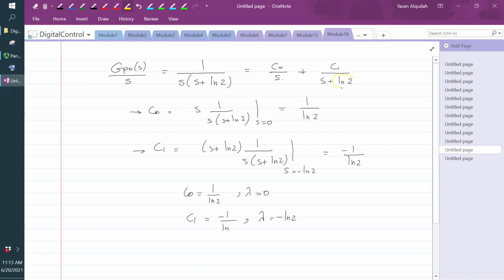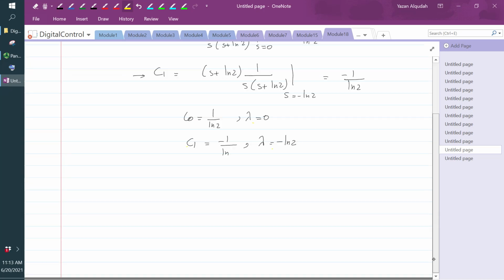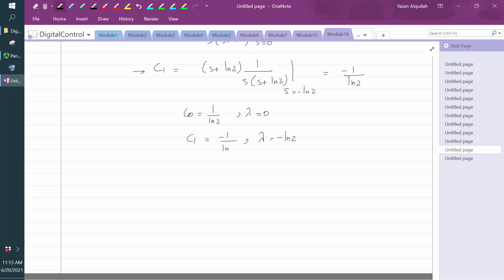Again, this is where we got the lambda. This is the second lambda. Lambda equals 0. Lambda equal to negative natural log of 2. C1, C0. Okay, so therefore, we can go to the expression of G0 of z comma m.